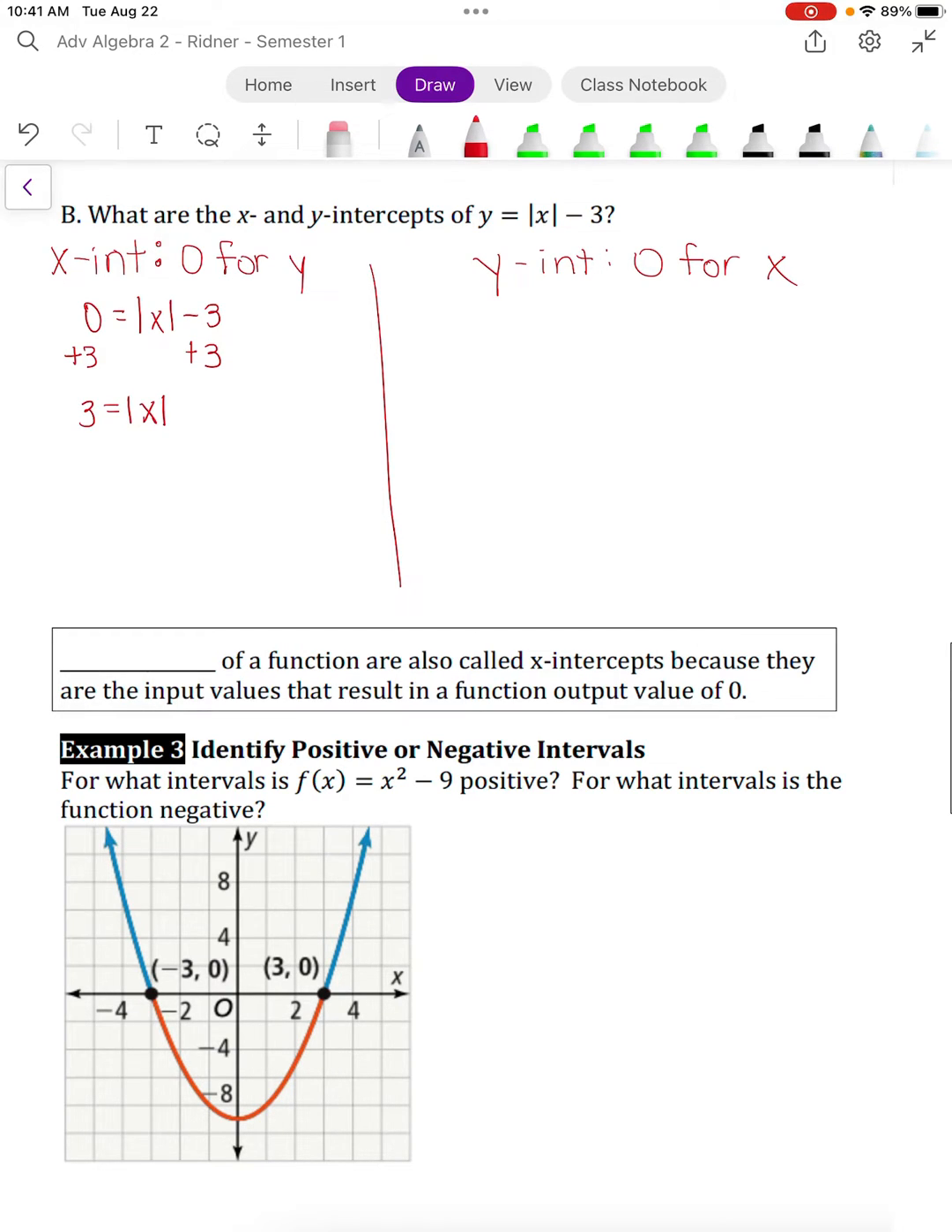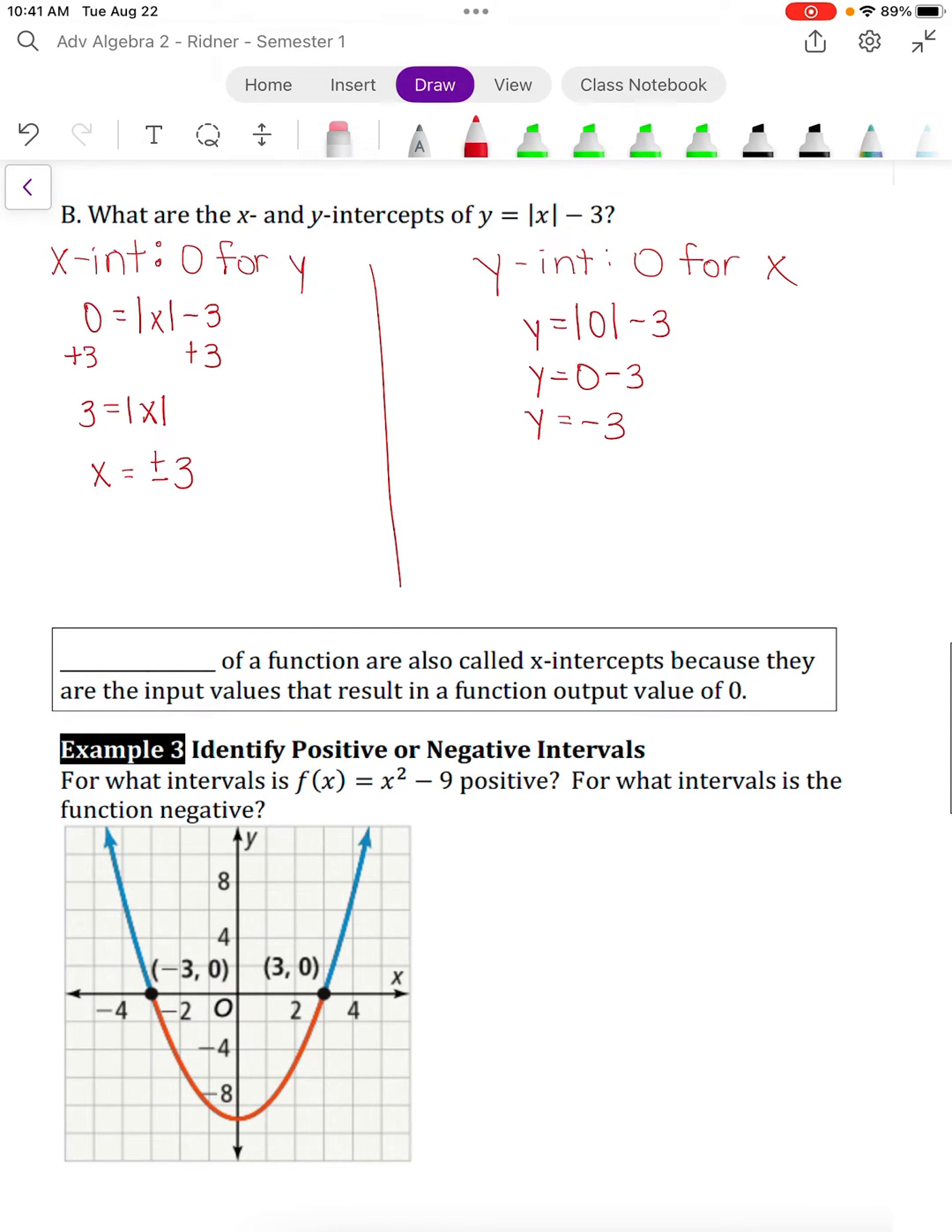And then I think about, what does absolute value mean? It means it could be positive or negative. So x could be positive or negative 3. For the y-intercept, I'm going to make x 0. So the absolute value of 0 is 0 minus 3. The y-intercept is negative 3.